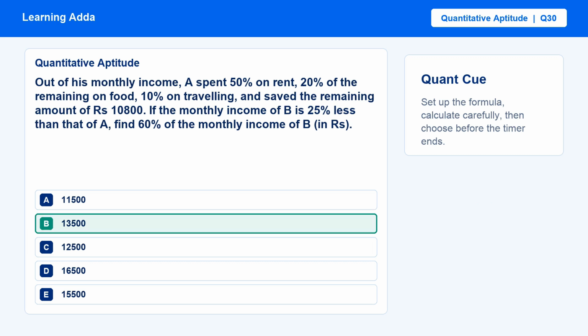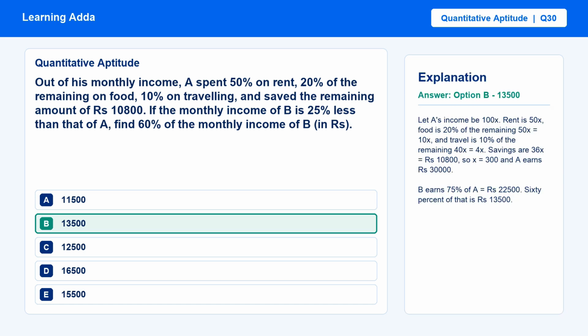The answer is option B, 13500. Let A's income be 100x. Rent is 50x, food is 20% of the remaining 50x, which is equal to 10x, and travel is 10% of the remaining 40x, which is equal to 4x. Savings are 36x, which is equal to rupees 10,800, so x is equal to 300 and A earns rupees 30,000. B earns 75% of A, which is equal to rupees 22500. 60% of that is rupees 13500.